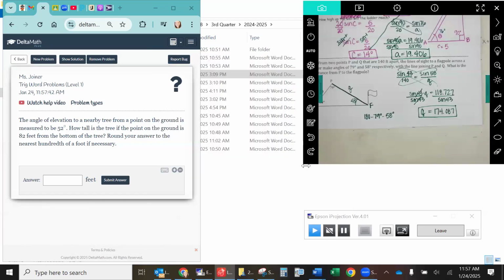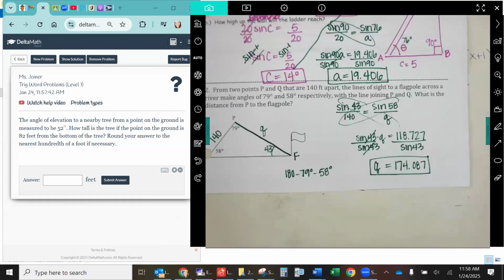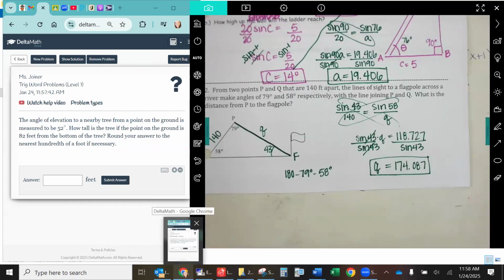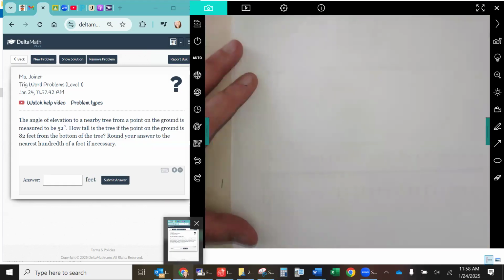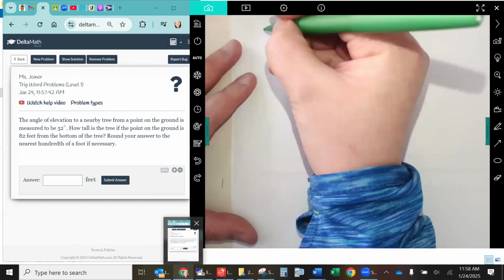All right, so let's do this one. You should already know what an angle of elevation and an angle of depression is. But since I messed up your notes, I'll just help you with your homework. So it says, well, we'll do one of each. We'll do one elevation, one depression. Okay, so it says the angle of elevation from a tree nearby, from a point on the ground, is measured to be 52 degrees. Okay, so draw me a little tree.